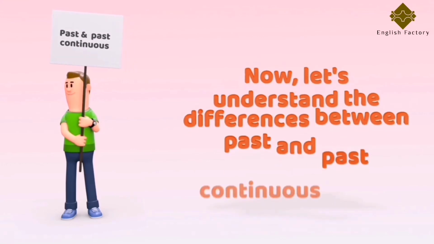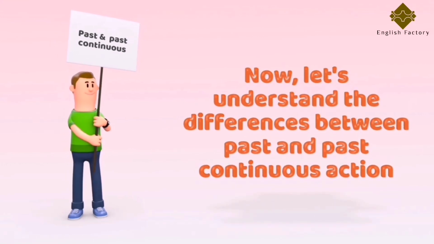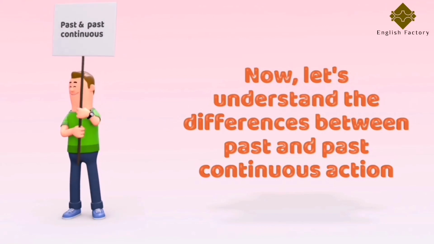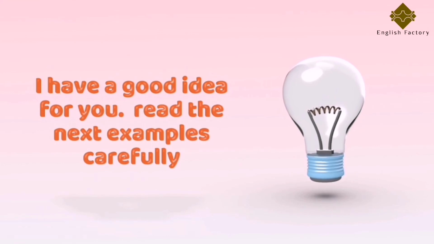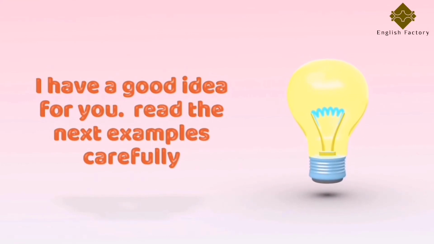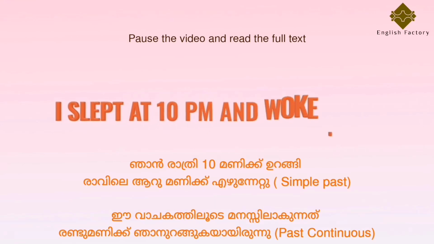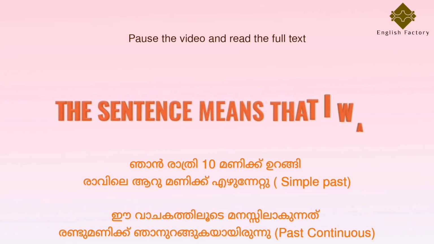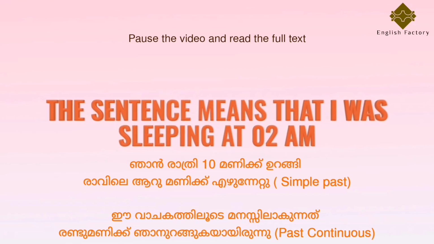Now, let's understand the differences between past and past continuous action. I have a good idea for you. Read the next examples carefully. I slept at 10 p.m. and woke up at 6 a.m. The sentence means that I was sleeping at 2 a.m.